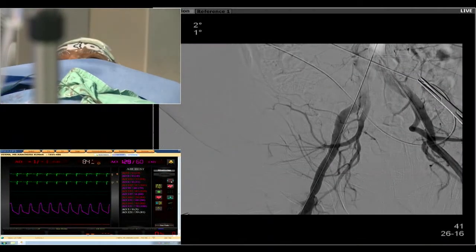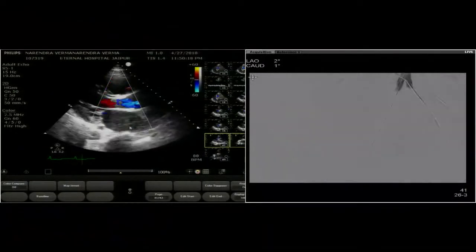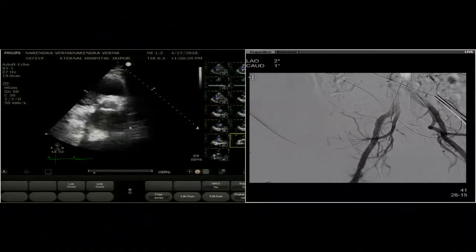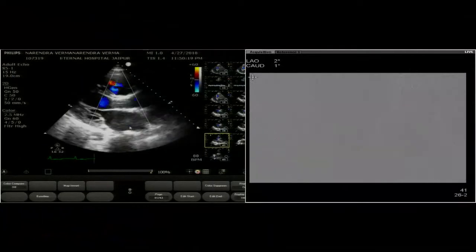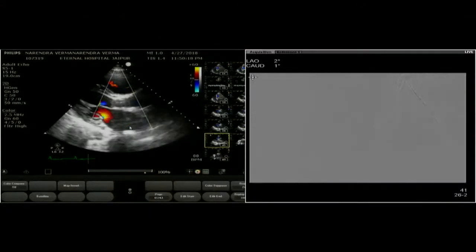So let me show you the post TAVI echo before you guys go offline. Show us the echo, please. Yeah, so that's the echo. Show us the parasternal view. Yes. So that's post procedure. You don't see any leak there. And perfect. I think that's very good.